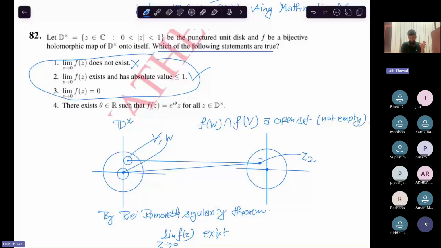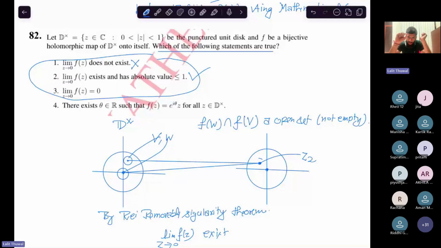Non-empty open set. See, because FV is open, V is open. By open mapping theorem, FV is open, okay? And FW is open also by open mapping theorem. So the two open sets have a point in common, right?